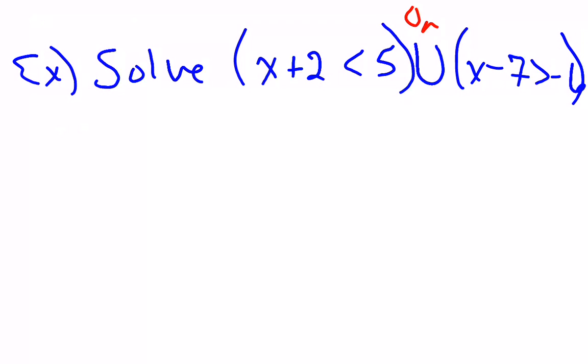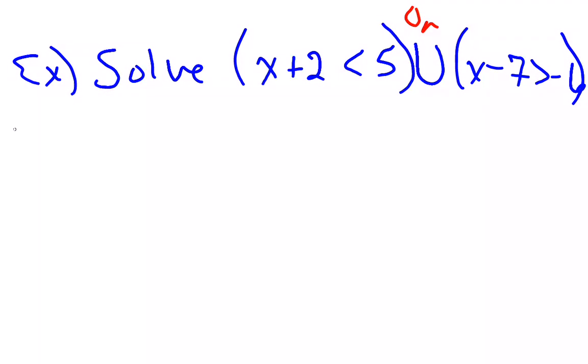And I'll explain what these are in just a second, because we'll be able to see the difference with another example that I'm going to do as well. So it's just a different way to say the word or. It's a union symbol, and so it stands for union.